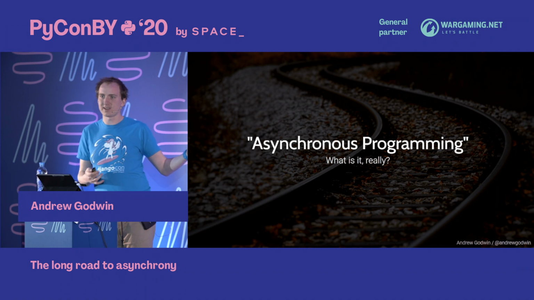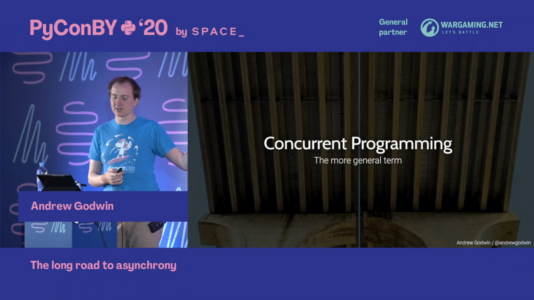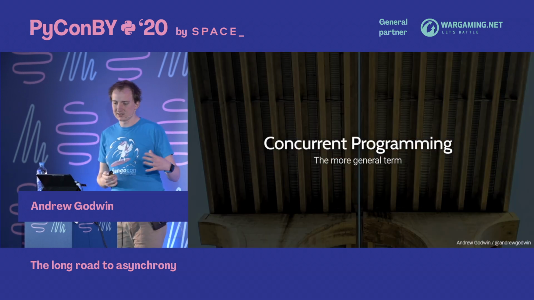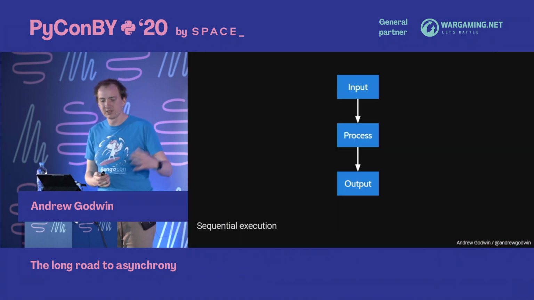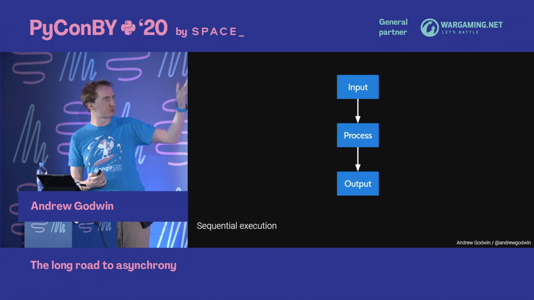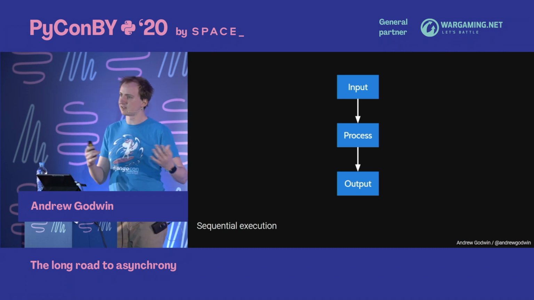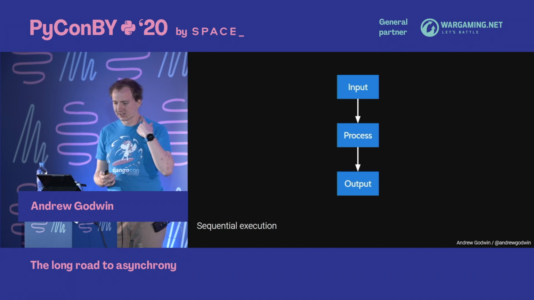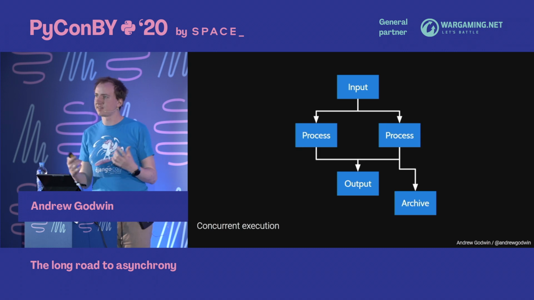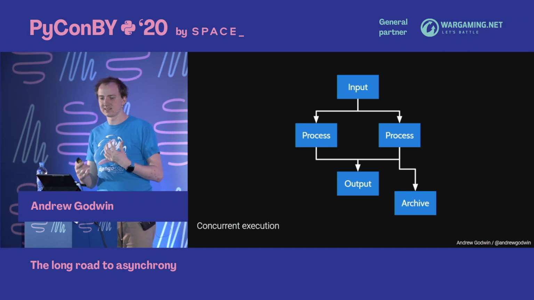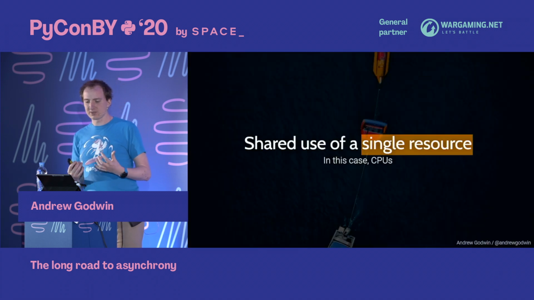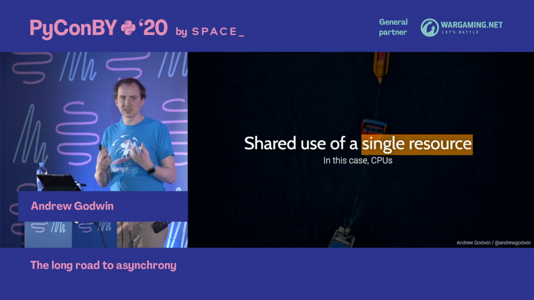So to first talk about asynchronous programming, we talk about concurrent programming. Concurrent programming is the general term for doing things at once. As an example, a process that just runs in a single order like this, that's sequential, that's not concurrent. When we have things in parallel, that is concurrent. And there's more than one kind of concurrency.